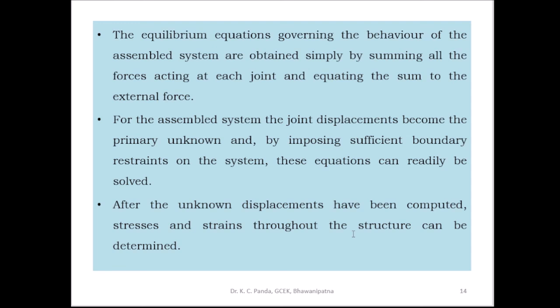Then the equilibrium equations governing the behavior of the assembled system are obtained simply by summing all the forces acting at each joint and equating the sum to the external force. For the assembled system, the joint displacements become the primary unknowns, and by imposing sufficient boundary restraint on the system, these equations can readily be solved. After the unknown displacements have been computed, stress and strain throughout the structure can be determined.